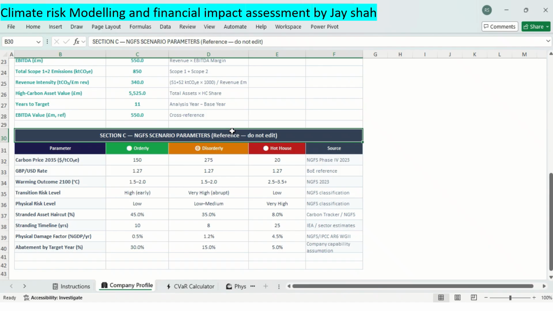Also, NGFS is used to update all various types of stuff. So you have to make sure which scenario you want to add in your Excel sheets, and based on that you can definitely edit. But once you finalize that, you should not edit those kinds of cells.